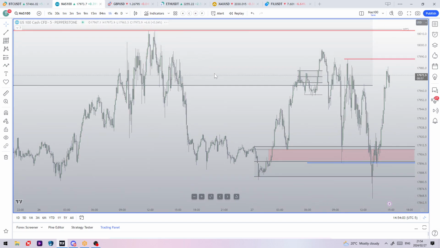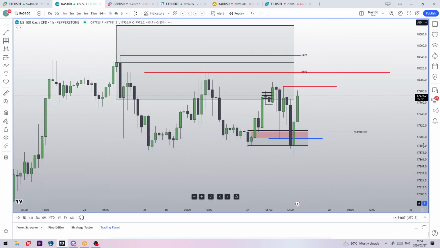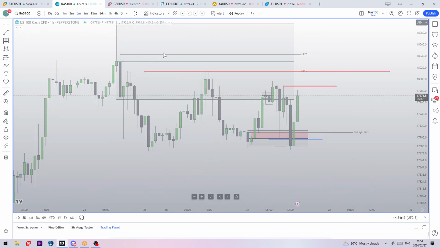I think I had something on the H1. I'll just go back and check my charts. Could have been M... Let's have a look here, right? M15. Because I took my short position before the market even opened.